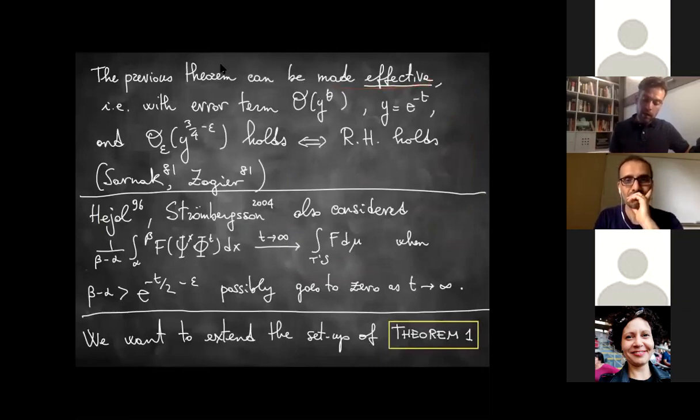So you have error terms in terms of Y, the height of your horocycle, which is the same as e to the minus T, that's a computation. And by the way, in the previous theorem, if you can have a very good error term of the form power 3/4 minus epsilon, that's equivalent to the Riemann hypothesis. This was shown by Sarnak following some input by Zagier in 81.